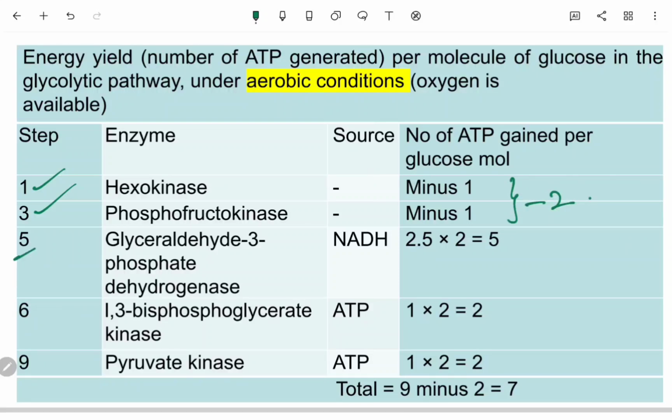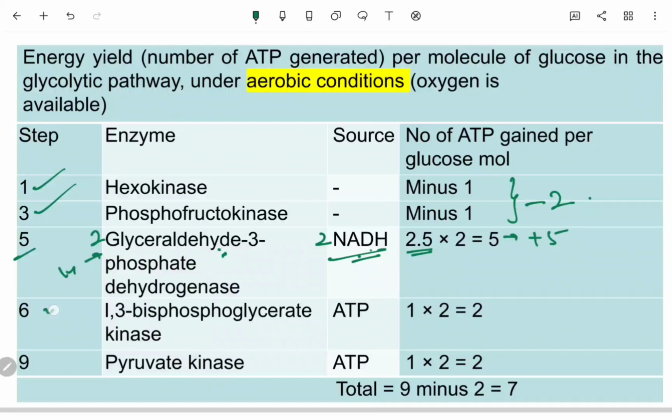Now, step number 5. Here there is production of 2 molecules of NADH. Why? Because when we studied step number 5, there is generation of dihydroxyacetone phosphate and glyceraldehyde 3-phosphate, and the dihydroxyacetone phosphate can be converted to glyceraldehyde 3-phosphate. So from one glucose molecule, 2 molecules of glyceraldehyde 3-phosphate are formed. That is why 2 molecules of NADH are formed. Here 1 NADH means 2.5 ATPs, so 2 NADH means 5 ATPs.